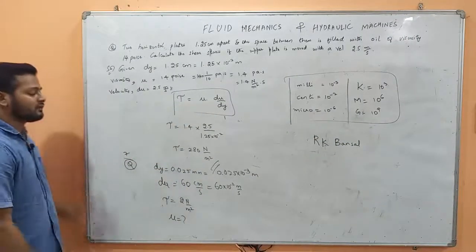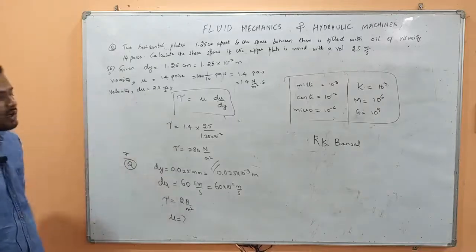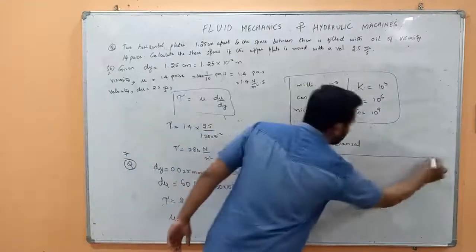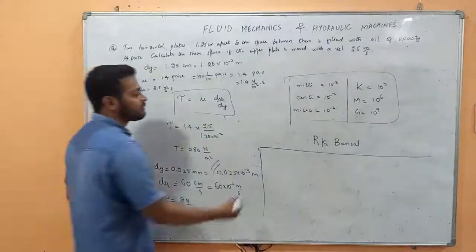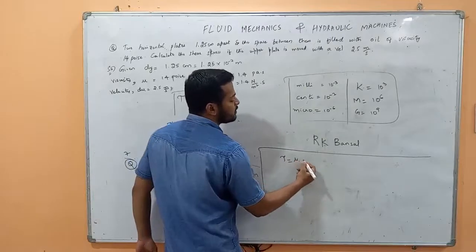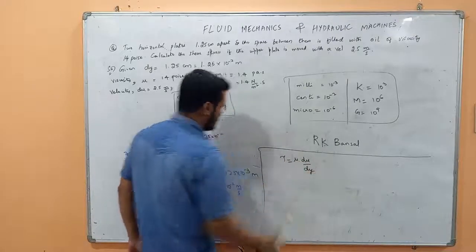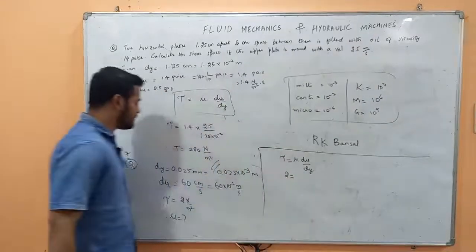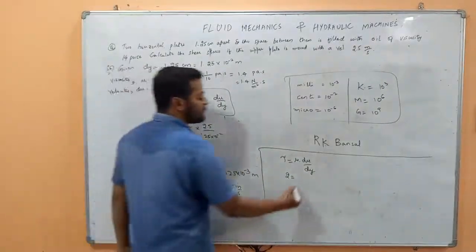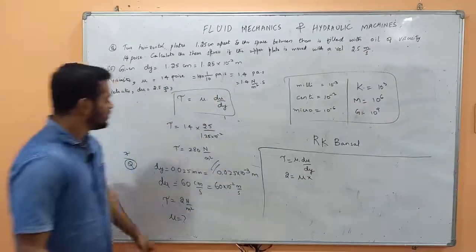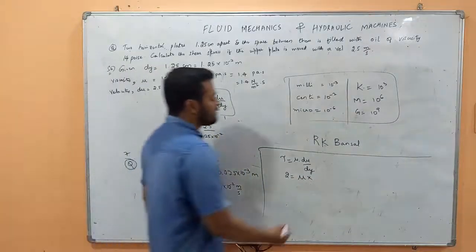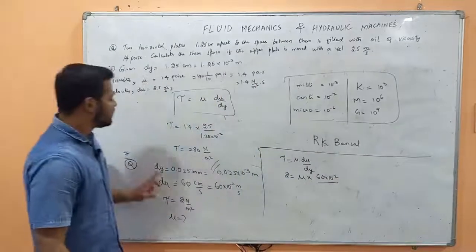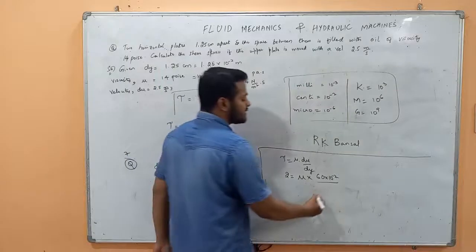Whenever you come across the word viscosity, you have to use only one formula. Tau is equal to mu into du by dy. I will write down the formula again here. Tau is equal to mu into du by dy. What is the value of tau? 2 is equal to mu. I have to find out the value of mu. So mu as it is into du. Du is 60 into 10 power minus 2 by dy. dy is 0.025 into 10 power minus 3.